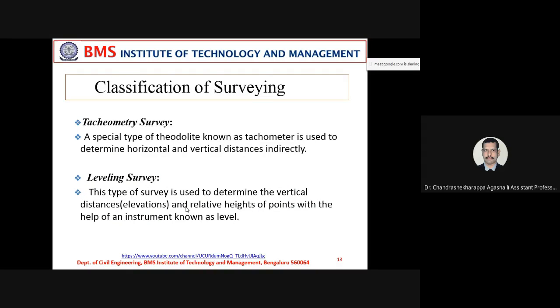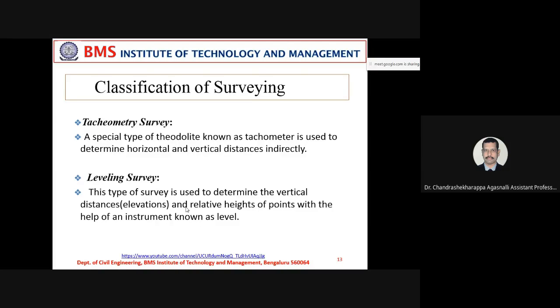So the next one is the leveling survey. What do you mean by leveling survey? This type of survey is generally used to determine the vertical distance, that's called your elevation. Another terminology is RL. RL means reduced level, or you can call it MSL, mean sea level. In the civil survey point of view, it's called elevation, or also reduced level.